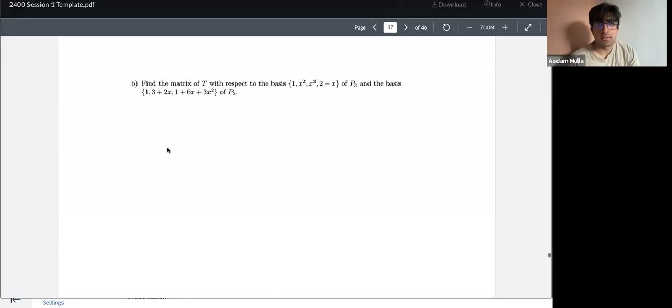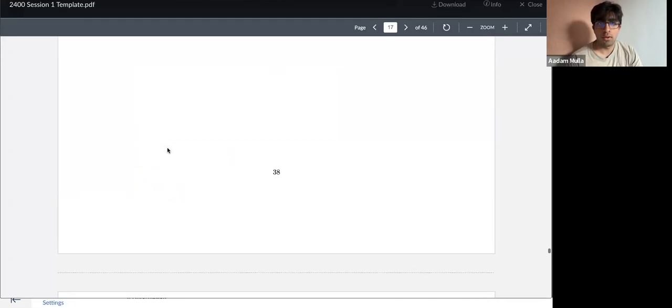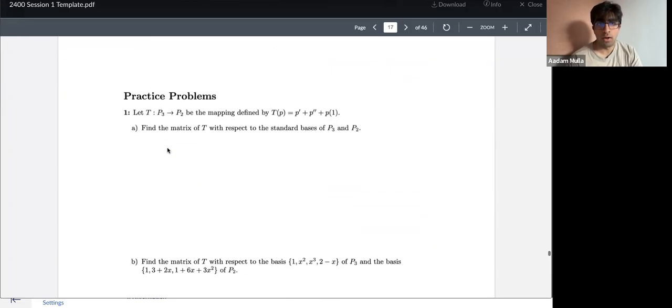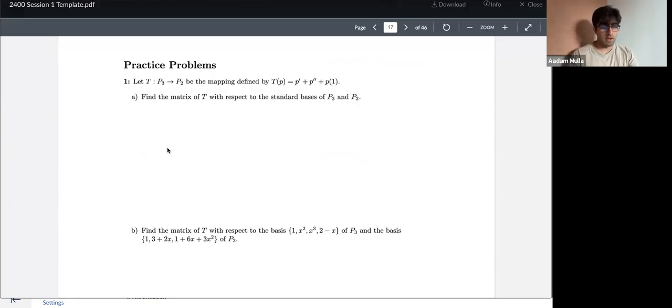Okay, let's come back and do one practice problem for linear transformations, and then let's get to eigenvectors and eigenvalues, then call it a day. All right, so let's see here. Here's our problem. This is very similar to the example we saw, just with a different transformation. So it should be the same process.